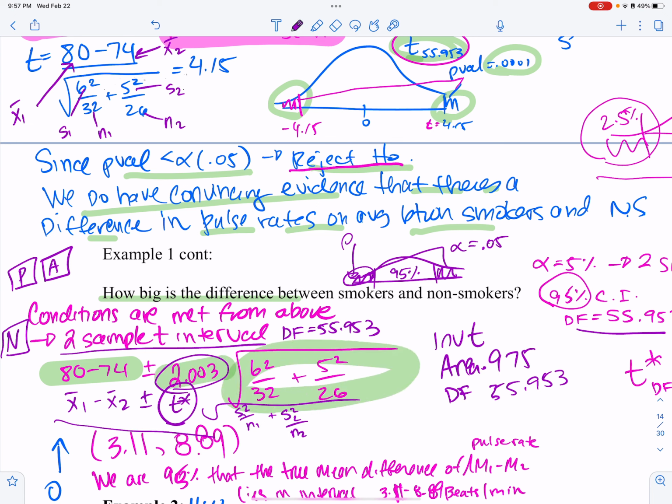Guys, don't write the formula out. Don't write that out with the symbols. Only put the numbers in. It's not wrong to put the symbols, but if you put the wrong symbols, it's wrong, and you don't want that. Okay, you're going to run this in your calculator.